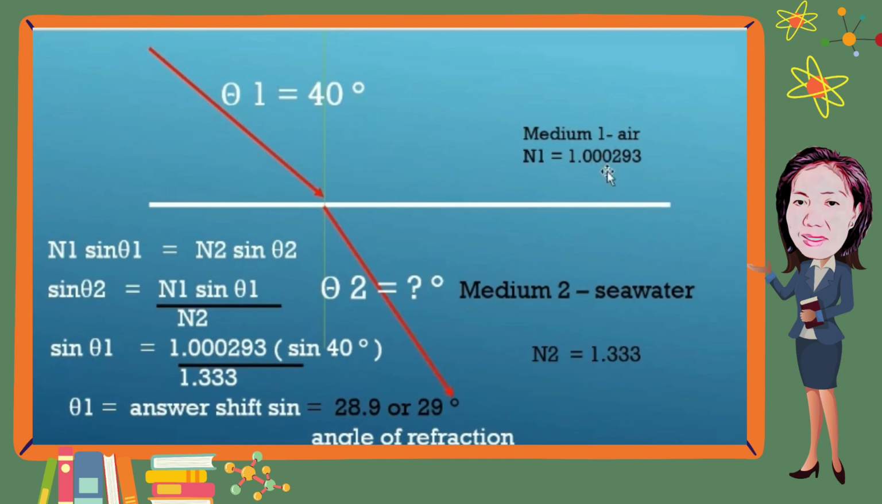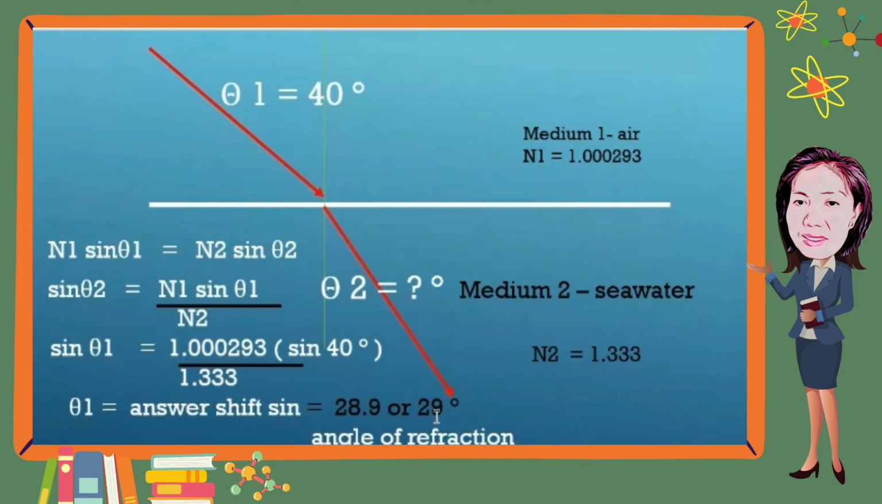Okay, gawin natin itong 23. Same lang ang mga media. Medium 1, air, which has an index of refraction of 1.00293. And then medium 2 is seawater. And then the index of refraction 2 is 1.333. What do you think is the value for angle of refraction?